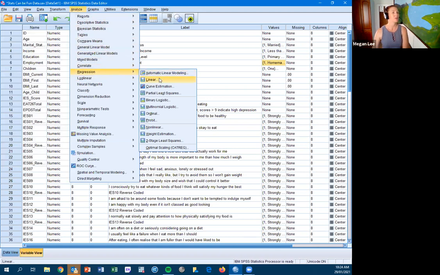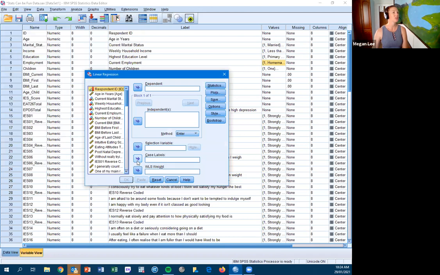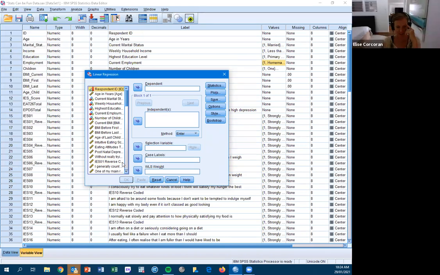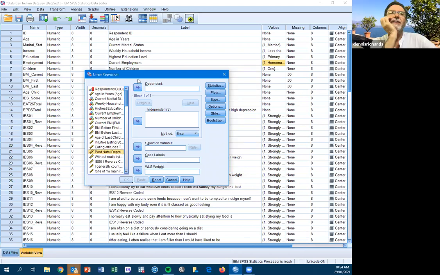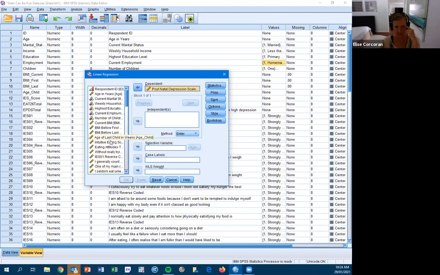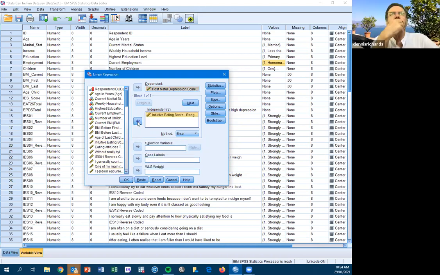All right, let's do our regression. Linear regression, what's our dependent variable? I'm sorry, I'm still thinking of what you just said. That's okay. I'm just behind the 8 ball too. Which one are we doing? Depression. Second one, depression. What's our independent variable? Intuitive eating. Yep. That's okay.